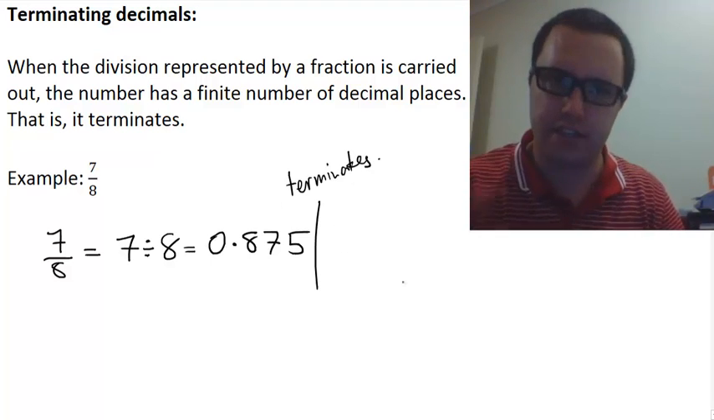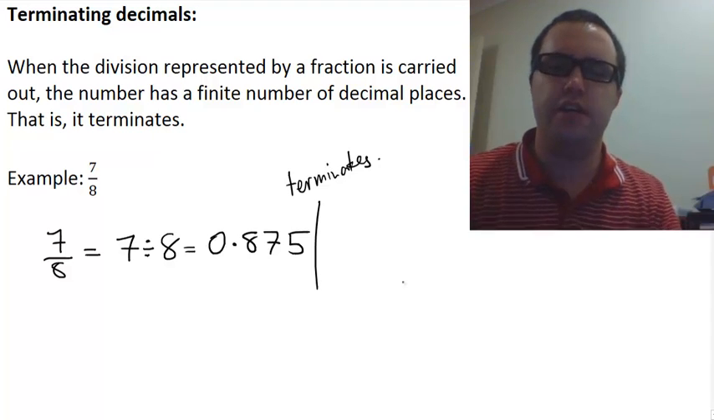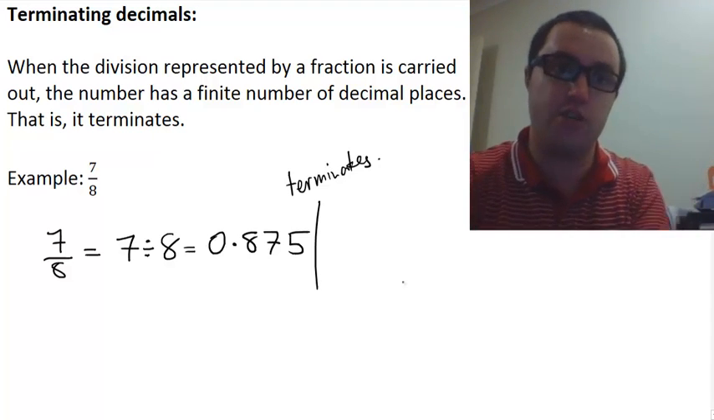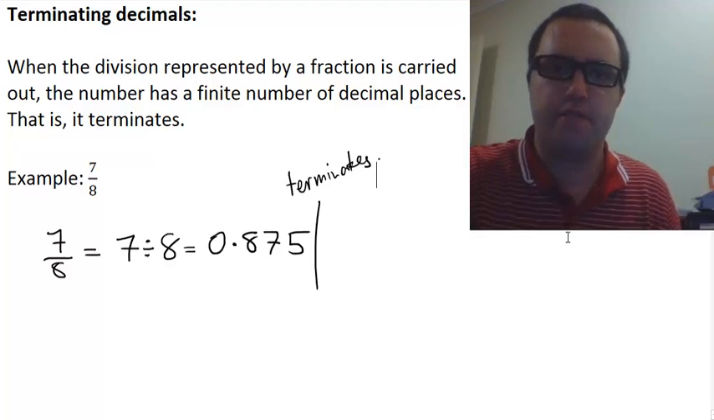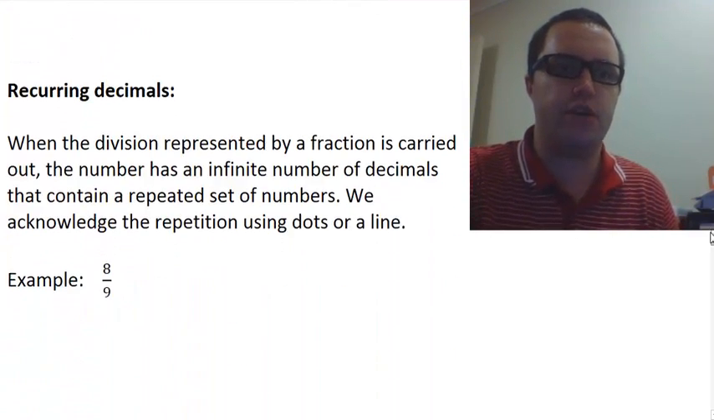There are no more to come after it, so that's why we say that it terminates. There are so many decimals where things go on forever, so it's important to realize that these are terminating decimals. Not a lot of interesting stuff to see there. That's really that. Right, next one, recurring decimals.